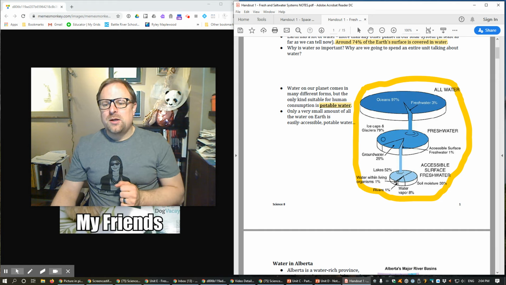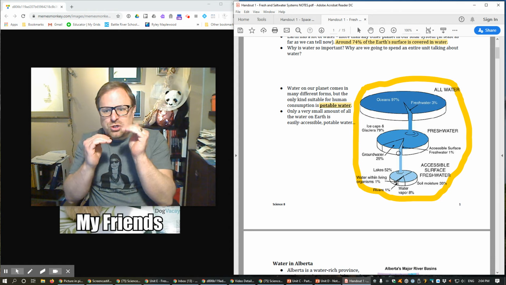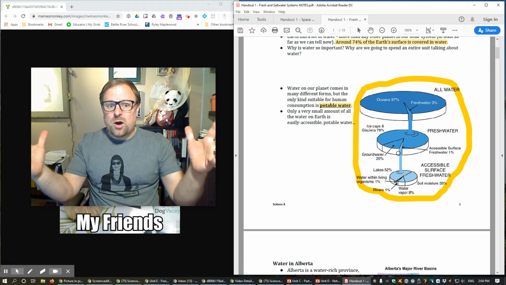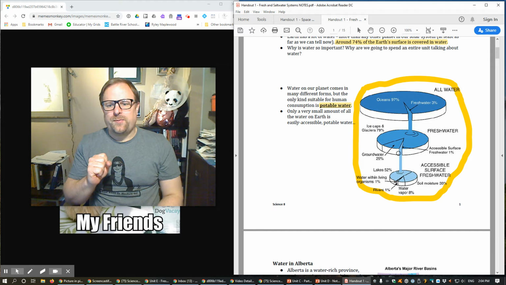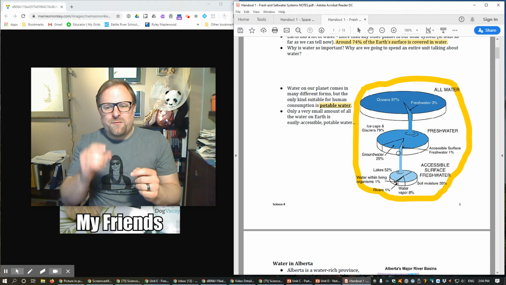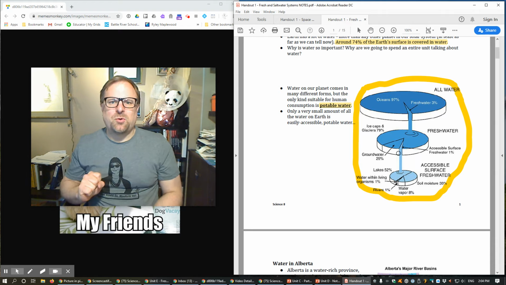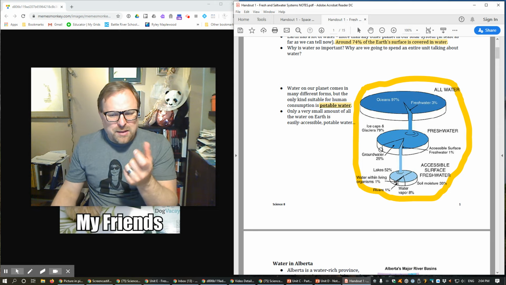Of that fresh water, a bunch of it is locked up in ice caps and glaciers, a bunch of it's buried underground, and about 1% of that 3% is actually easily accessible surface water. So I really want you guys to maybe not memorize exactly the numbers, but have a general idea that the vast majority of the water on Earth is salt water, and a tiny amount of it is fresh water. And then of that fresh water, a very tiny amount, 1%, is easily accessible water. It's not buried underground. It's not locked away in ice caps or glaciers. Okay. So I hope that makes sense, and I want that to be important.